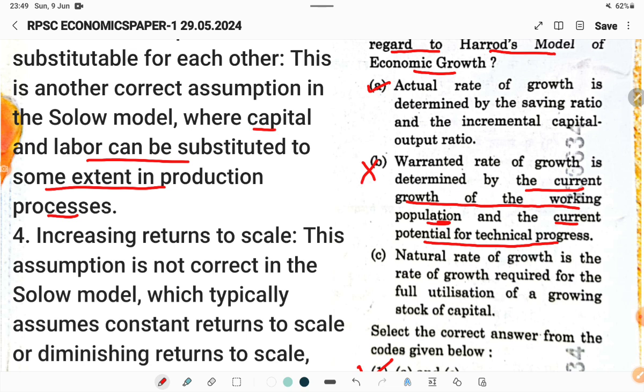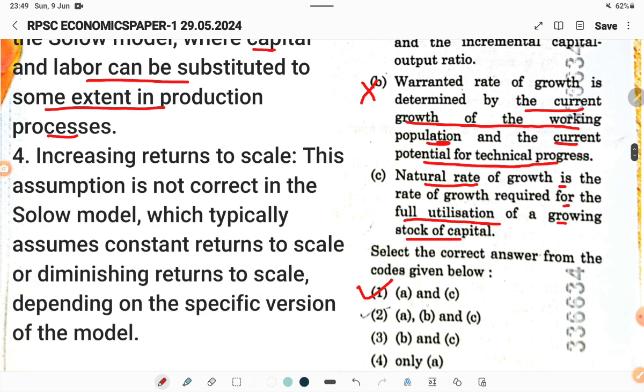And the C statement: natural rate of growth is the rate of growth required for the full utilization of a growing stock of capital. This statement is right here, because the natural rate of growth according to Harrod is the rate of growth needed to fully utilize the increasing stock of capital without causing instability or fluctuations in the economy. It represents a sustainable rate of growth that matches the growth of the capital stock. So the first option will be the right answer, A and C.